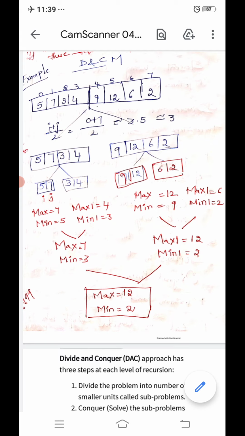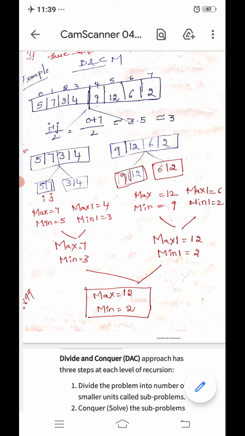First of all, I want to follow mid is assigned to i plus j by 2. i in the sense the starting element and j in the sense the ending element, divided by 2. Starting element 0 plus ending element 7 divided by 2. Approximately we get the value 3.5, that in the sense 3 is the mid value of this array.